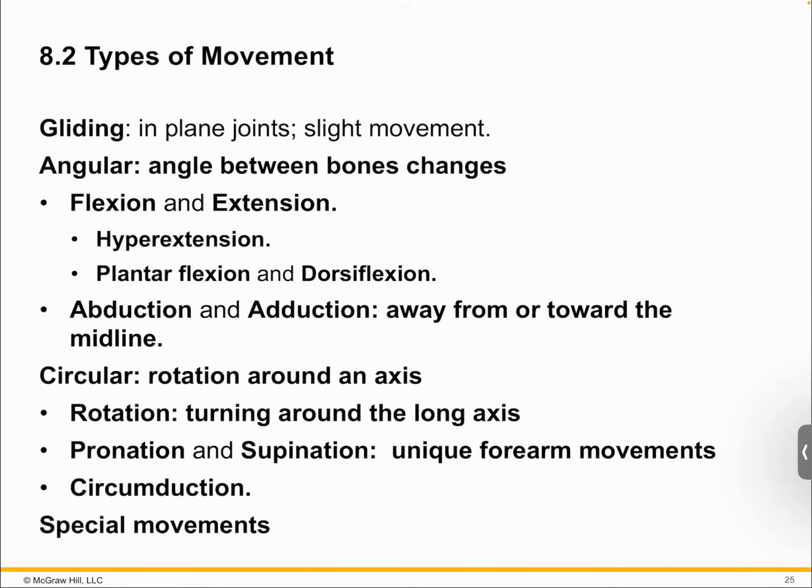Okay. So those are the types of bones. What about your types of movements? Well, let's take a look at it. So we have plane joints, right? Plane joints basically don't move a lot. They're not designed to move a lot. And so they do what's called gliding, right?